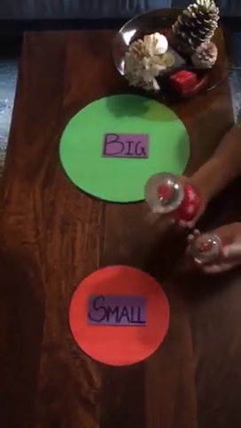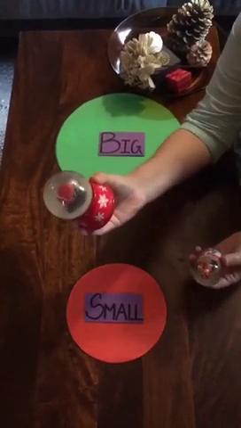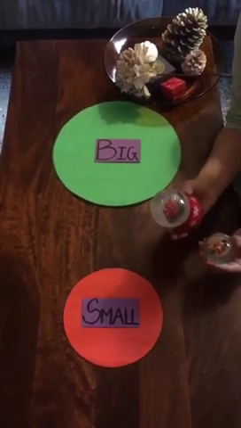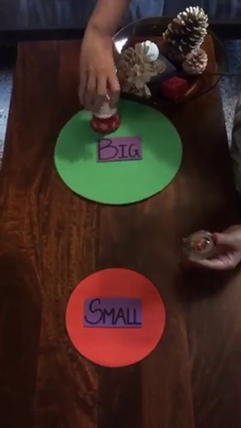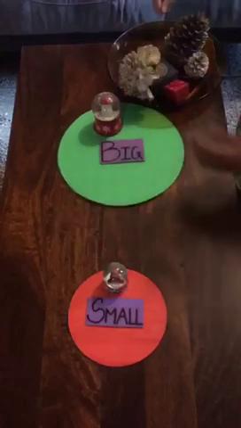Look what I have here with me. These are snow globes. One is a big snow globe and the other is a small snow globe. We will place the big snow globe in the big circle and the small snow globe in the small circle.